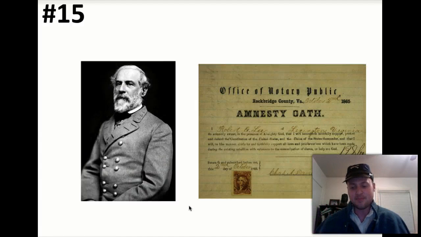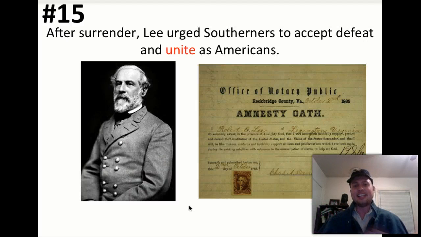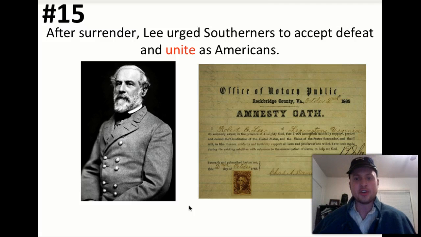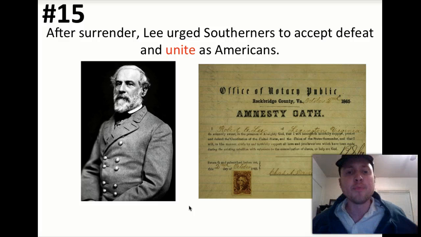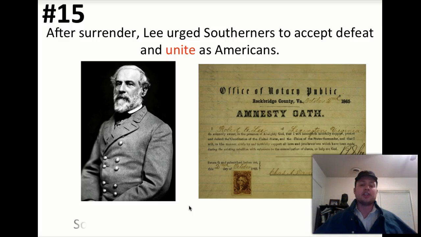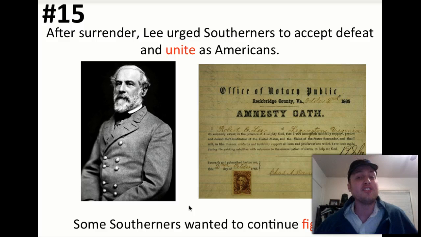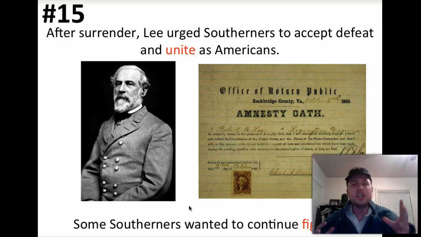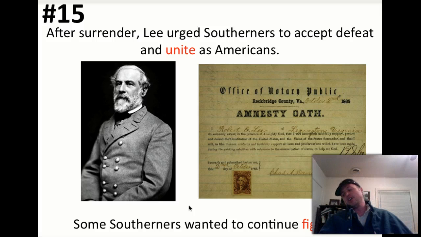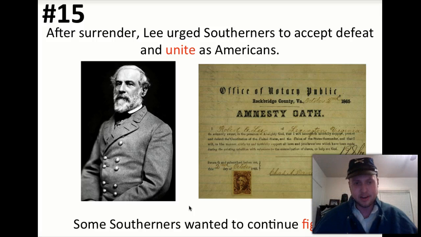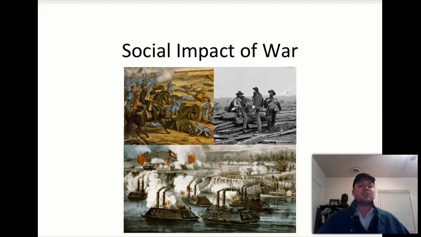Now, Lee, to his credit, at the end of the war, urged Southerners, he says, we must accept defeat. We've lost. It's over. We must unite as Americans, which is kind of interesting because a lot of Southerners in his army said, no, Lee, let's go into the woods and keep fighting. Many Southerners wanted to continue fighting even after the surrender at Appomattox, but Lee urged Southerners to unite as Americans and say this thing is over.